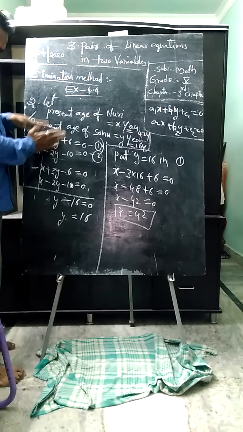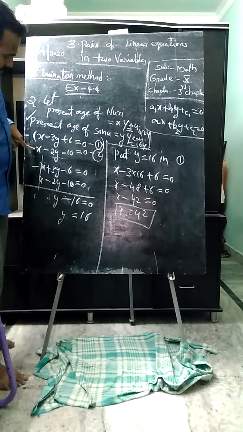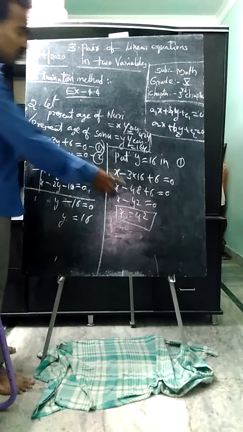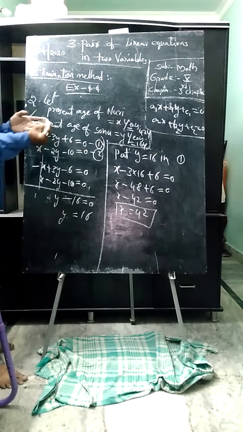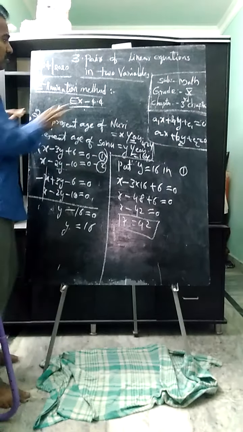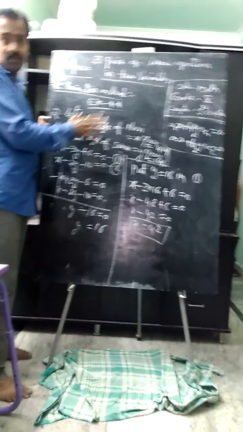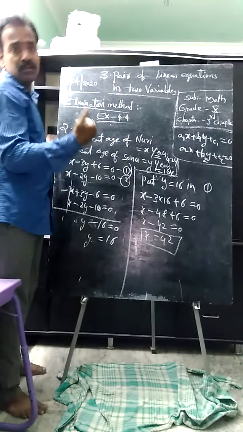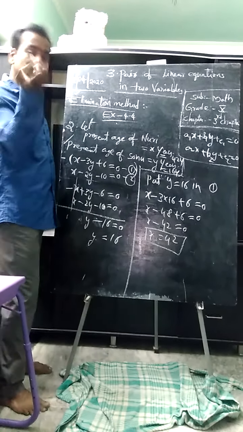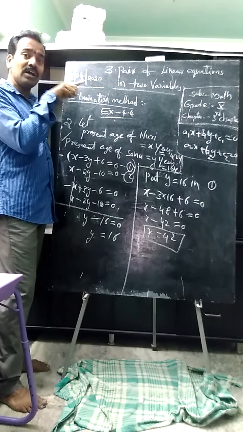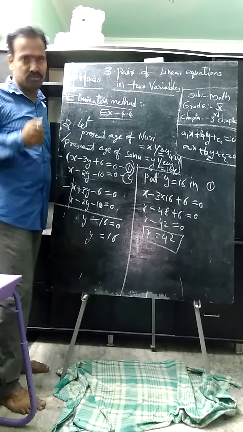See here, we got x is equal to 42. Let me take 42 minus 2 times 16, which is 32 minus... So our answer is correct. Actually, this is not an exercise problem, students. This is one of the reference book problems. I did not take it from the textbook. So the same textbook problem you have, you do as homework. You will get it as a home assignment.